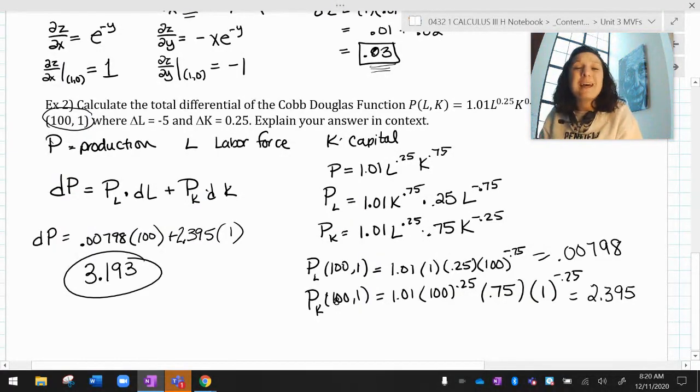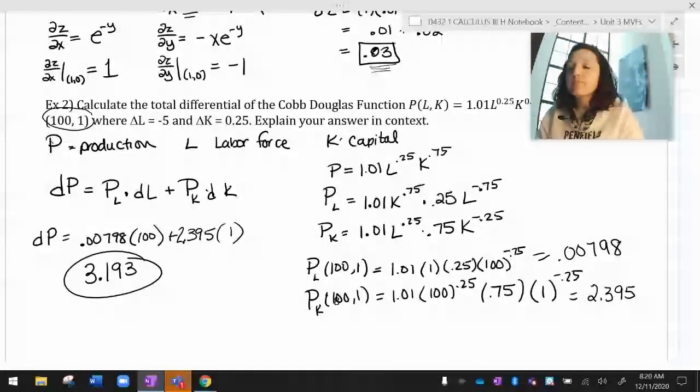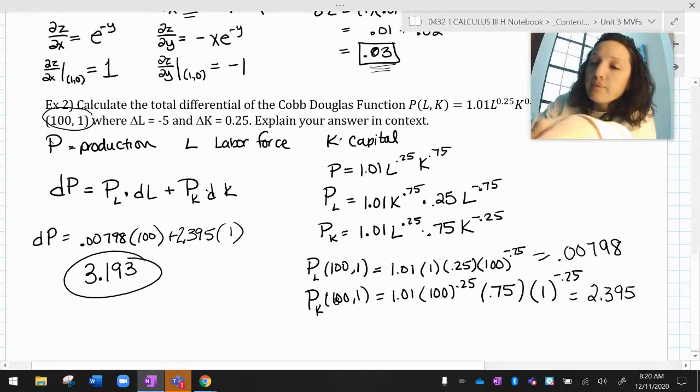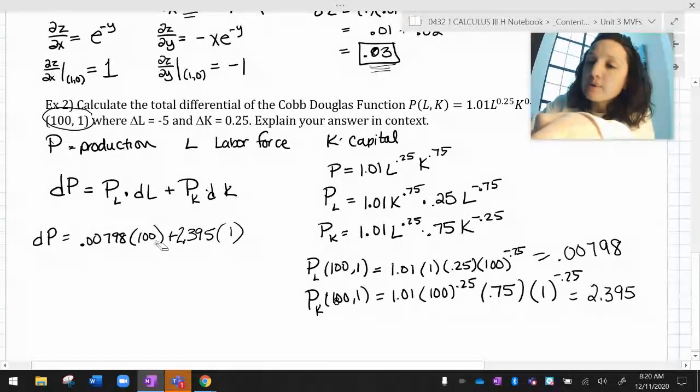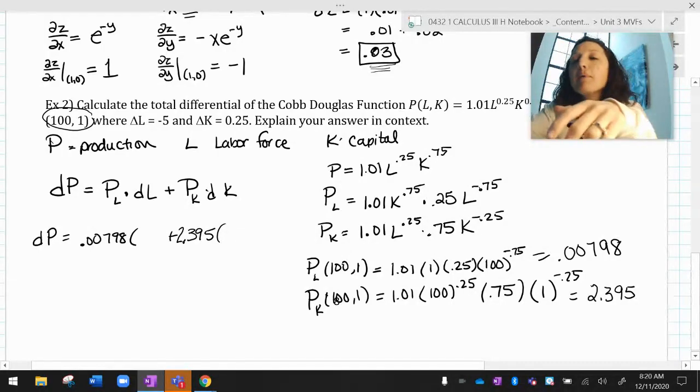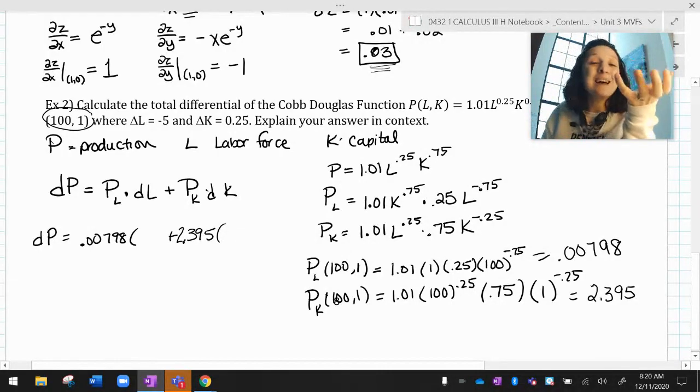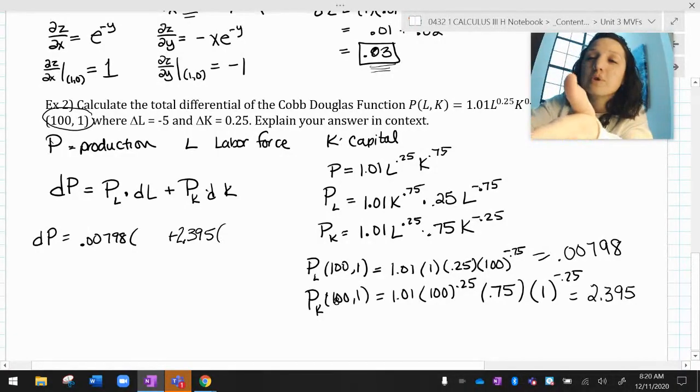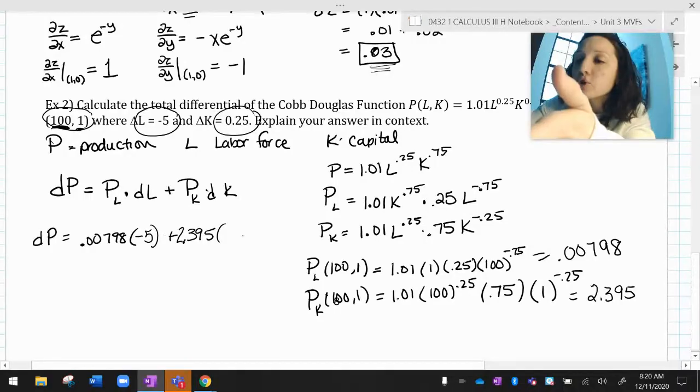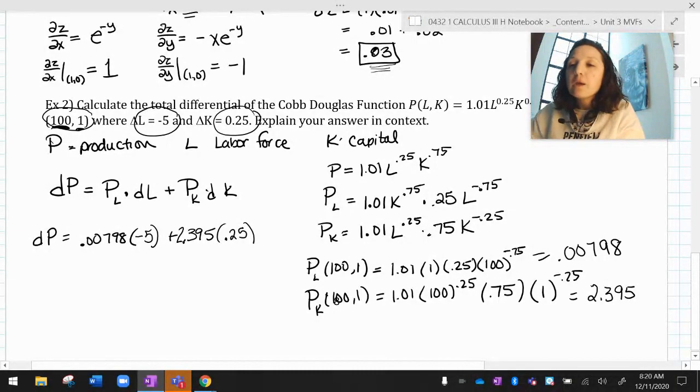And I'm supposed to explain that in context. So what that means is if you start, oh, Mrs. Vibber, see, I'm going to leave this error in here in case you guys ever make it, you're probably already yelling, Mrs. Pepper, you did that wrong. I put in 100 and 1 as dL and dK. That's not what those are. 100 and 1 are L and K. Here's delta L and delta K. Silly me. Delta L is -5. My apologies. And delta K is 0.25. There we go. So let's try that again.